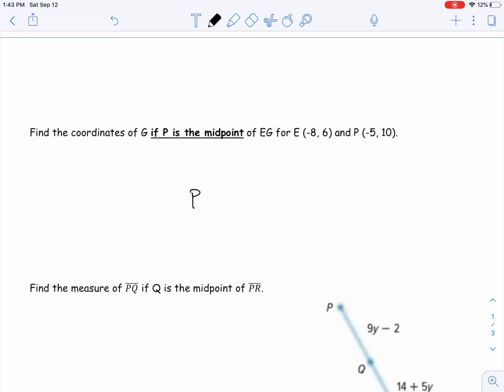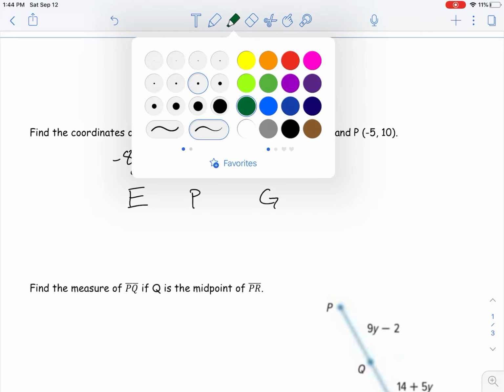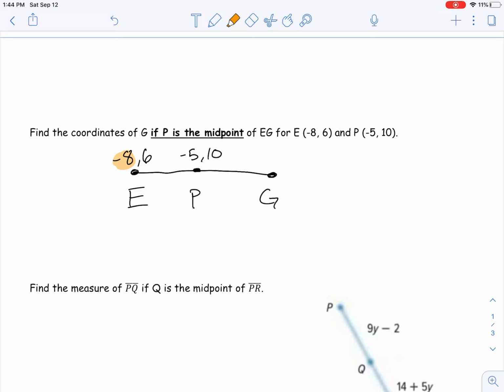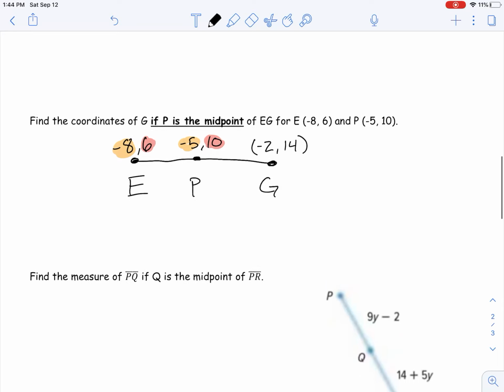So let's just do P is the midpoint of E and G. Okay, E was -8, 6, and P is -5, 10. So how far apart is -8 and -5? Well, to get to -5, you'd have to add 3, right? If I add 3 more, that means I'm at -2. How about my y values? 6 to 10, you're adding 4. If I add 4 more, that's 14. We're done. I know that that point is going to be -2, 14.